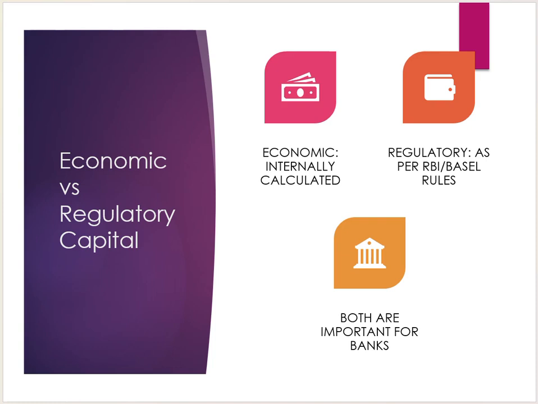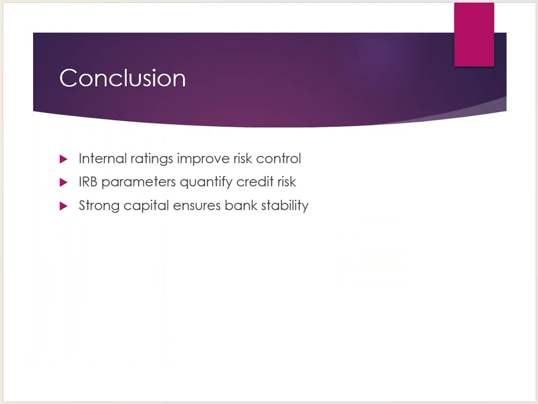So let's conclude the slide with what we learned from this very important lecture, which is internal credit rating and risk measurement. We learned that internal rating improves risk control for the bank, IRB parameters quantify credit risks, and strong capital ensures the bank's stability. So banks should have strong capability and good measures for credit risks. This is the end of that slide.